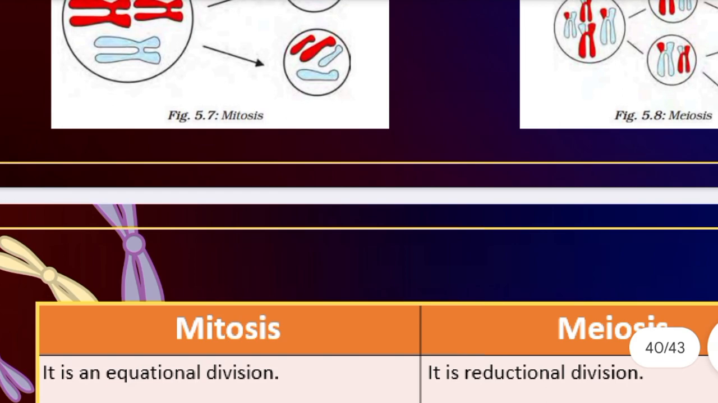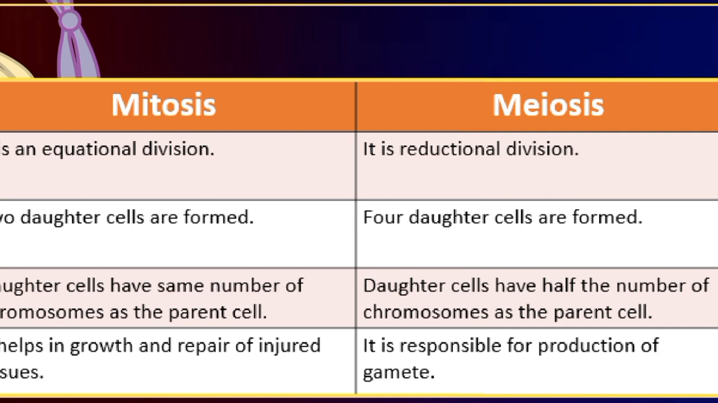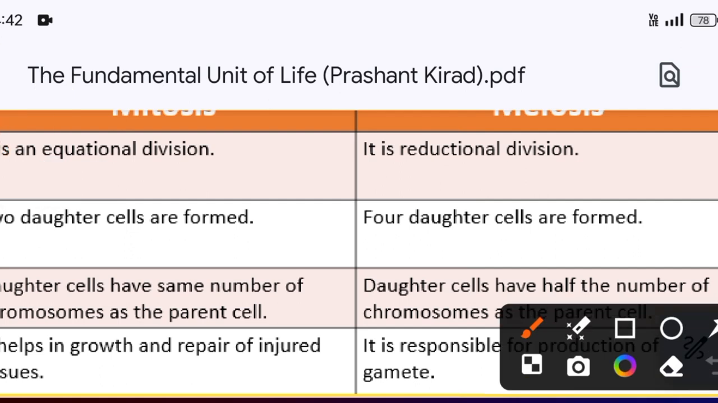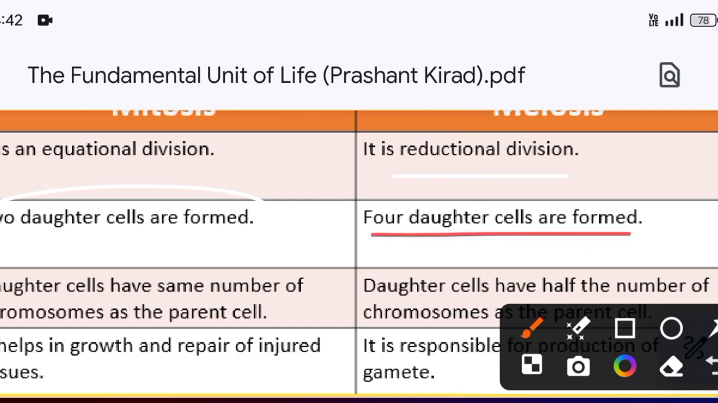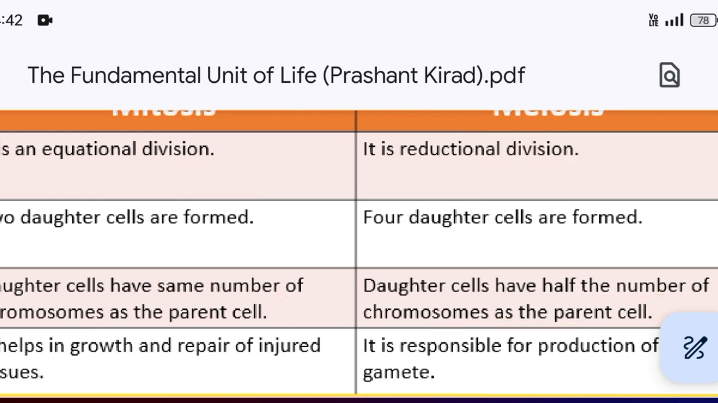Now see here, mitosis is an equational division. Just now I told you it is an equational division. Then meiosis is the reductional division. In mitosis, two daughter cells are formed. In meiosis, four daughter cells are formed. In mitosis, daughter cells have the same number of chromosomes as the parent cell, and in meiosis, daughter cells have half the number of chromosomes compared to the parent cell.